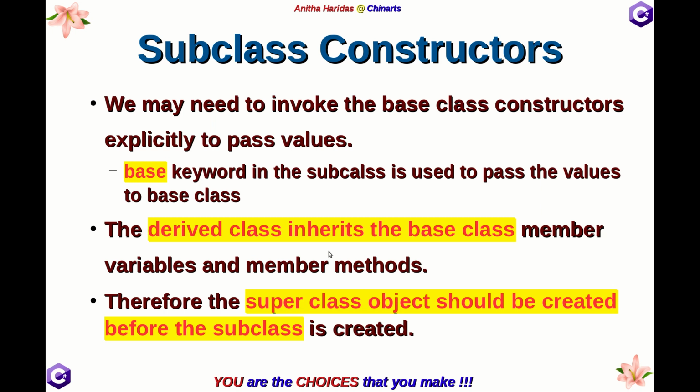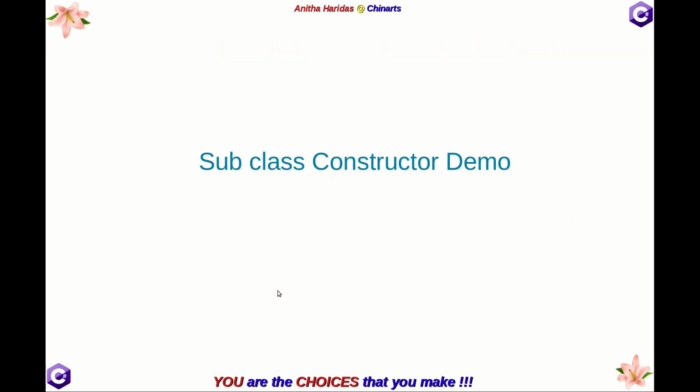The derived class inherits the base class members, all the member variables as well as the member methods. Therefore, the superclass object should be created before the subclass is created. So these are the points that you have to remember. We will be discussing an example also, then it will be more clear for you how to invoke the base class constructors. Let us see a demo program.